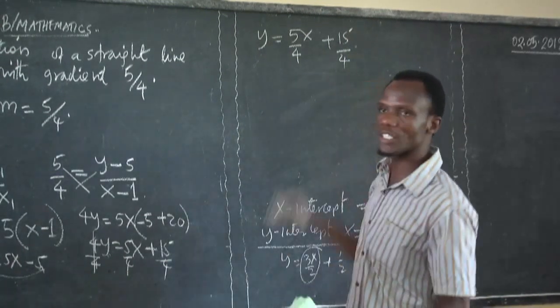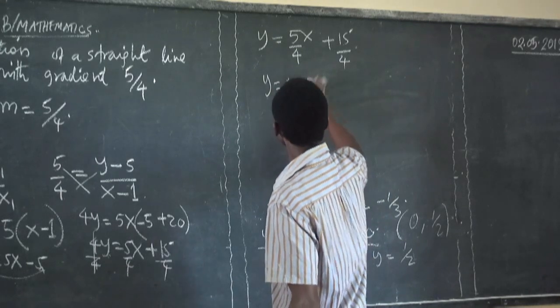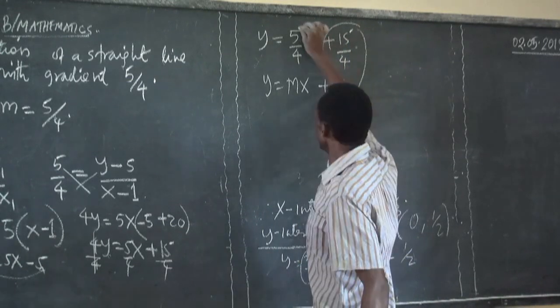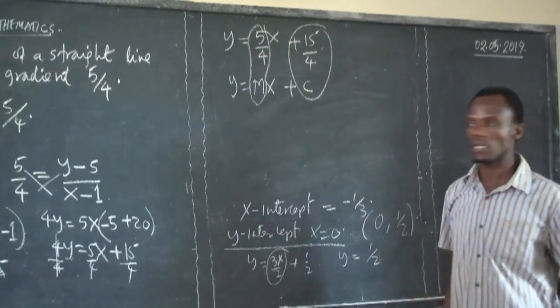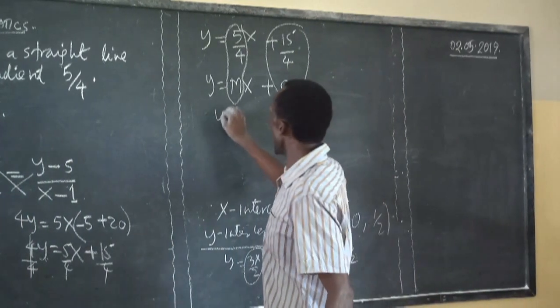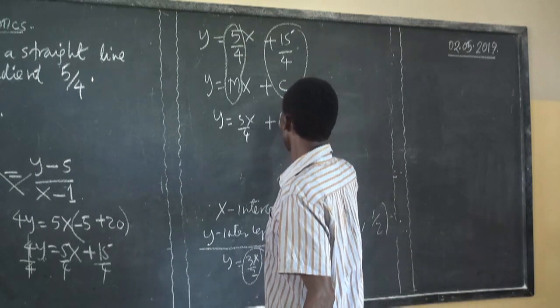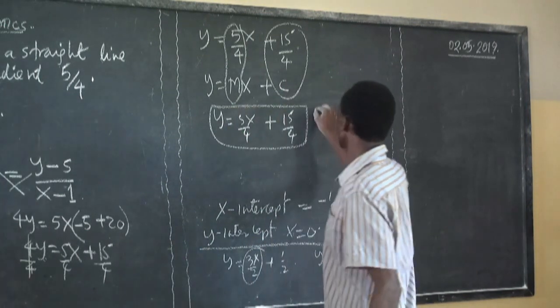Now this is an equation. That is to say, y is equal to mx plus c. Now the y-intercept is this one, and the slope is this one. So that is an equation: y is equal to 5x over 4, then plus 15 over 4. This is what we call an equation.